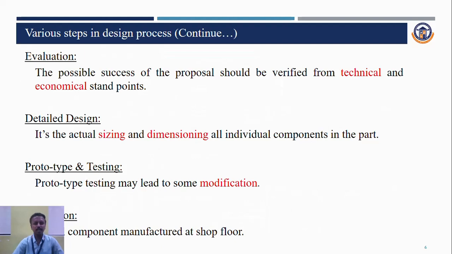So prototype and testing may lead to some modification. Through that, we come to know that there are some difficulties in it. So we make some modifications in it. Last one, the actual component is manufactured at the shop floor. This is done in the production area.